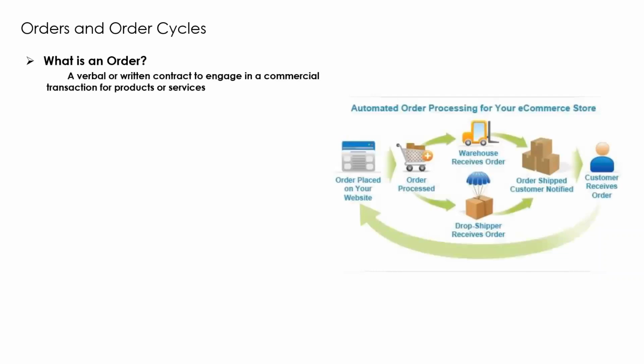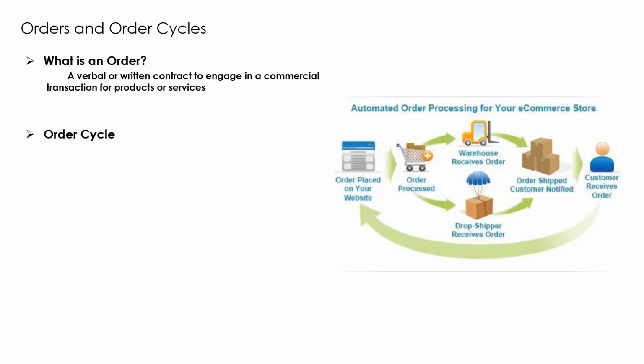Orders and order cycles. What is an order and what are the different order cycles we have? We're going to see. What is an order? Technically, it's a verbal or written contract to engage in a commercial transaction for products or services. Basically, it's a contract between a buyer and a seller to give a service or a product. So when I place the order, that's a contract between me and that seller, that I will pay him and he'll give me that product.